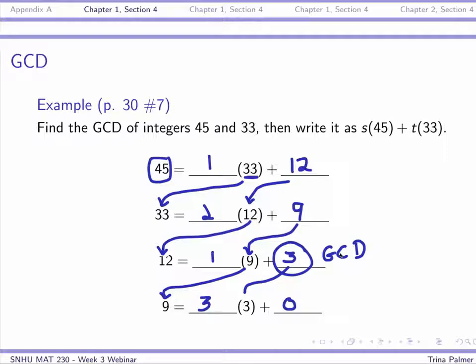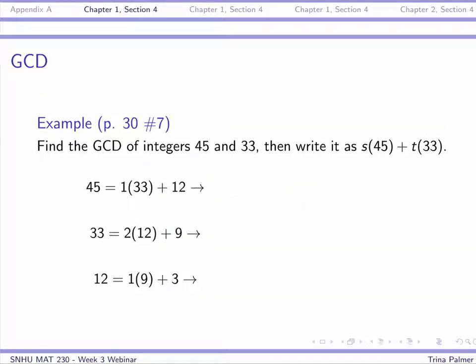Now to write the GCD, or to write 3 as some number times 45 plus some number times 33, I'm going to rearrange all of these equations I have right here. I'm just going to do it on the next page. So this first one is just copying over what we just wrote. So 45 is 1 times 33 plus 12. I'm going to solve all three of these equations for the remainder.